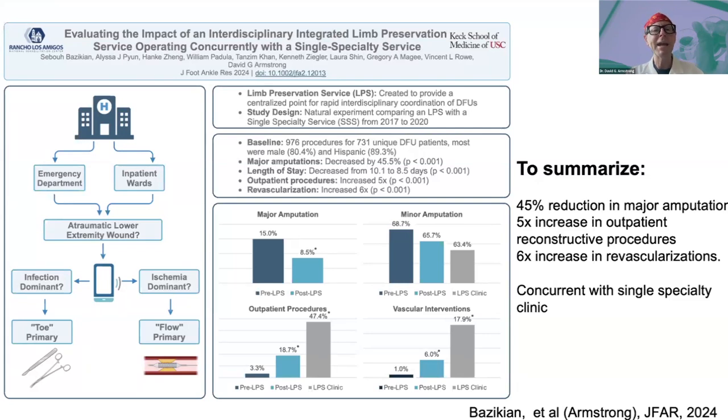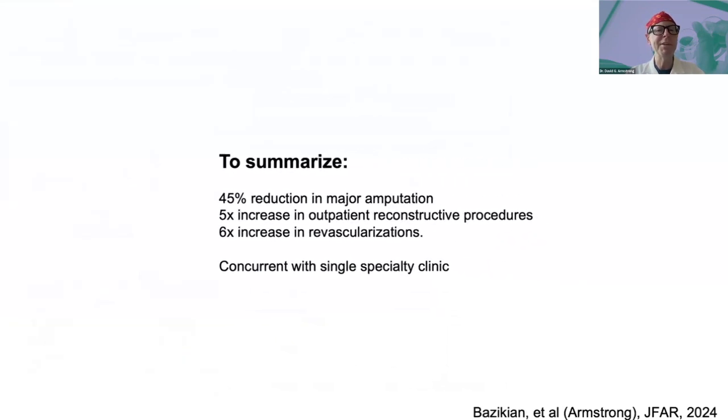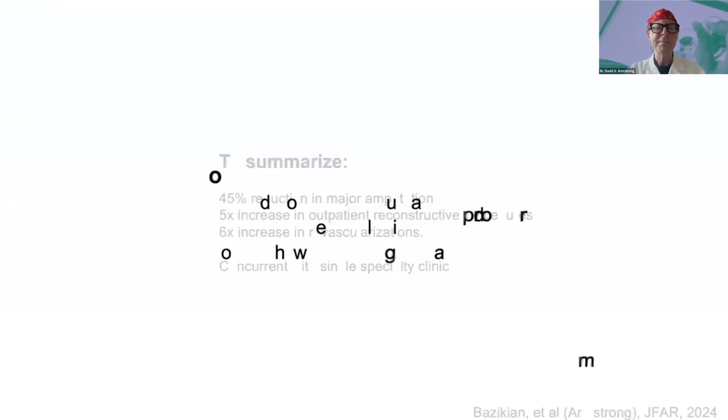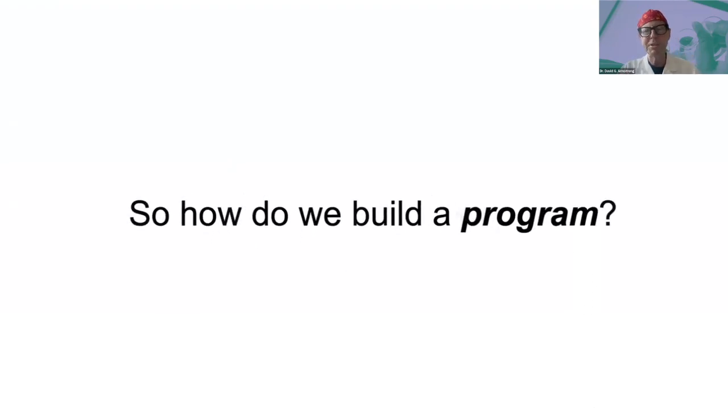And you see this same kind of net protective effect here, with big reductions in major amputation, but increases in outpatient reconstructive procedures and increases in revascularizations, concurrent with a single specialty clinic even that was continuing to go on for the last 50 years at the same time in that hospital. So that's how you build a team. How do you put the toe and flow together, but how do you build a program?